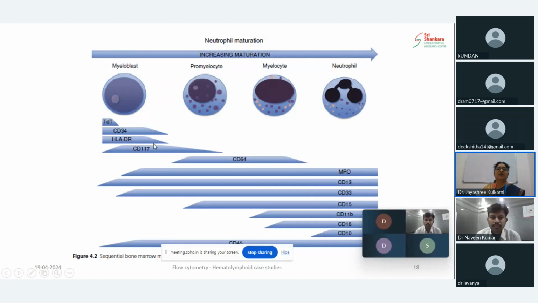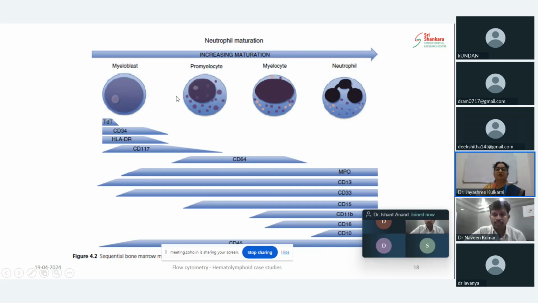The next one to be acquired is CD117. As you all know, promyelocyte is positive for CD117. Then comes your CD64. In between, for a short duration, promyelocyte, myelocyte, it will appear and then it will disappear. However, your lineage markers, now these are called your lineage markers. They define which lineage. So MPO, CD13, CD33, CD15, 11b, 16, and 10. These are your myeloid lineage markers.